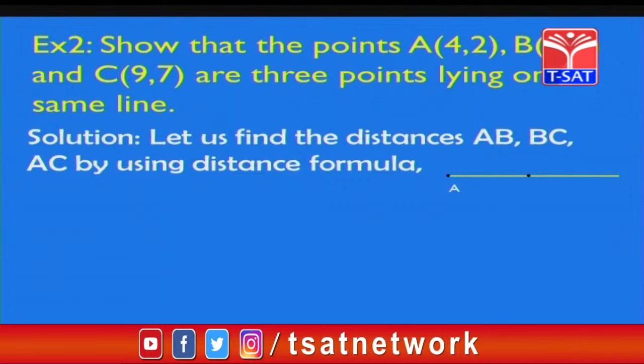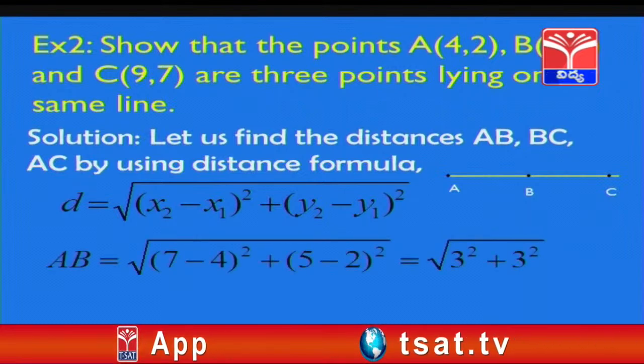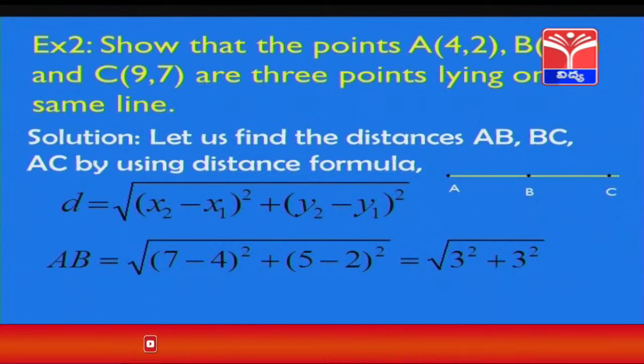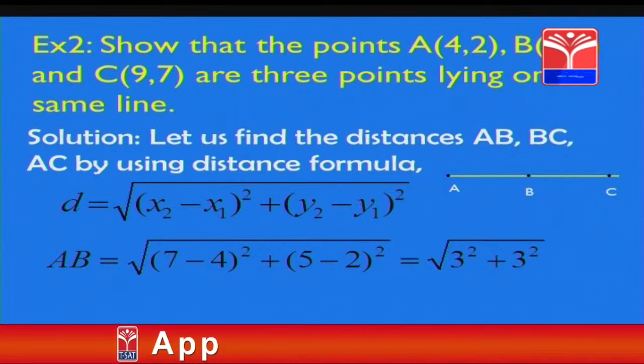For that, first let us draw the figure appropriate to it. A, B, C are given to us and we have to show them lying on the same line. And we know that the distance formula is under root (x2 minus x1) whole square plus (y2 minus y1) whole square. So, AB comes out to be under root (7 minus 4) whole square plus (5 minus 2) whole square, which is equal to under root 3 square plus 3 square, because we are considering only the coordinates of A and B. So, we will be taking x1, y1, x2, y2 from only A and B, children.